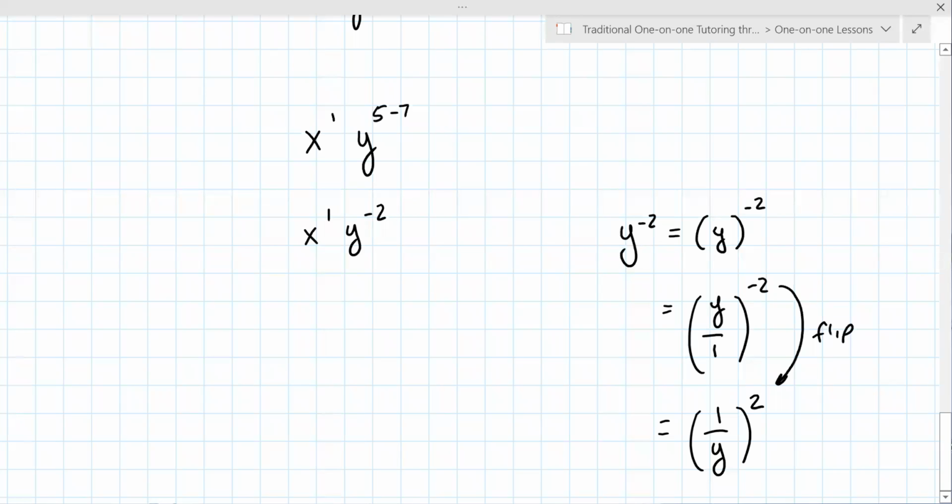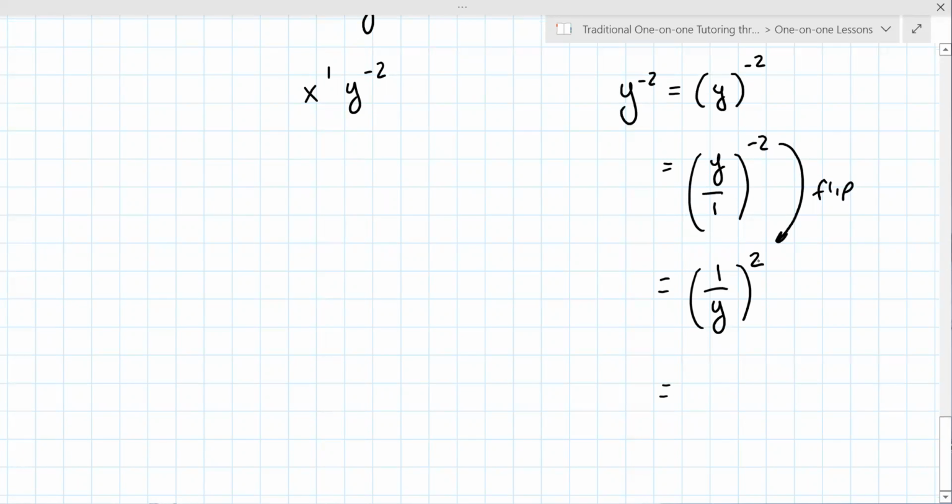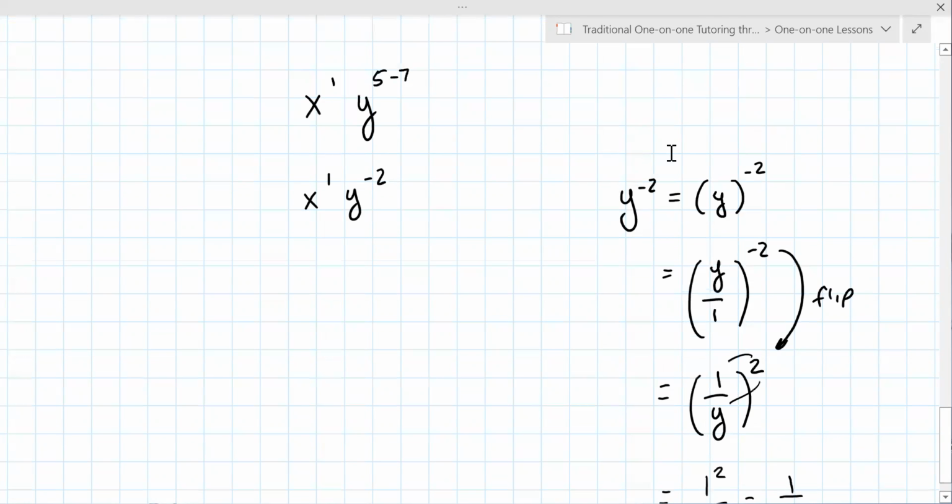Now, this 2, you're starting to learn this. This 2 applies to both the top and the bottom. So it's really 1 squared over y squared, which is 1 over y squared. Now, if you didn't catch all that, that's okay. The summary here is that y to the -2 becomes 1 over y squared. And so x is really x over 1. This multiplies to x over y squared.